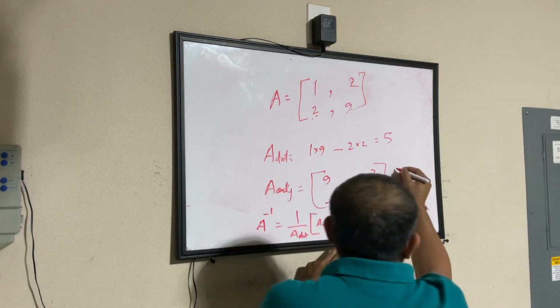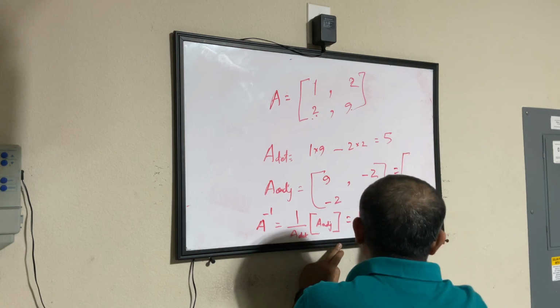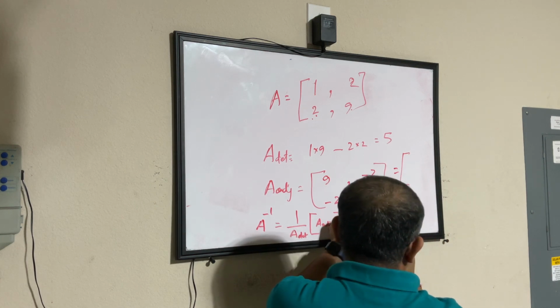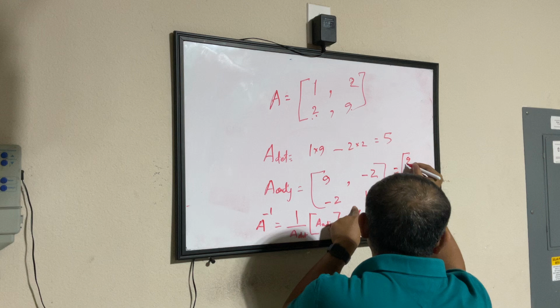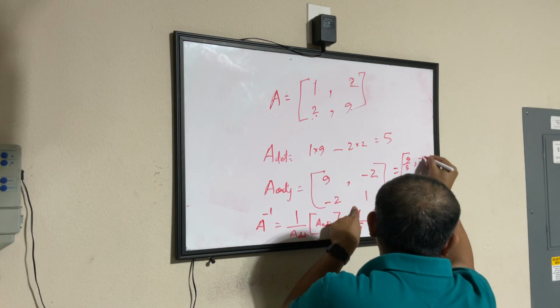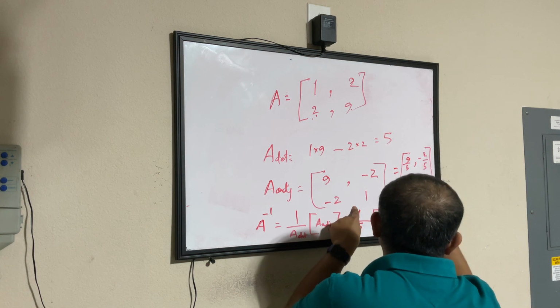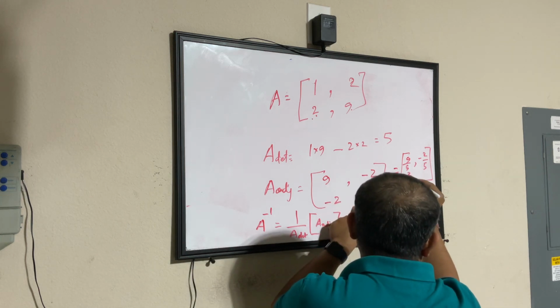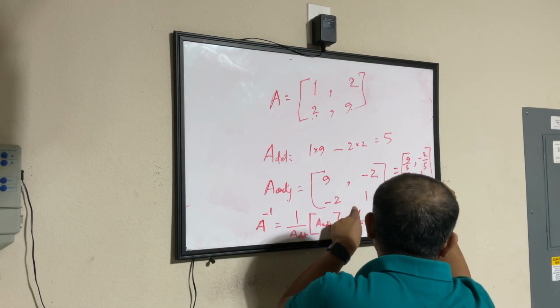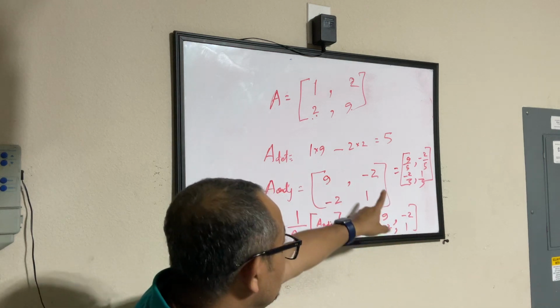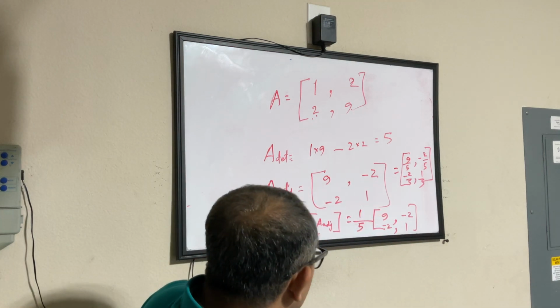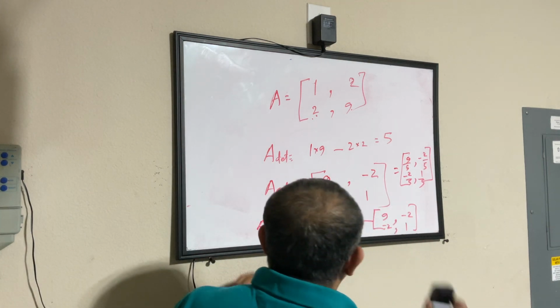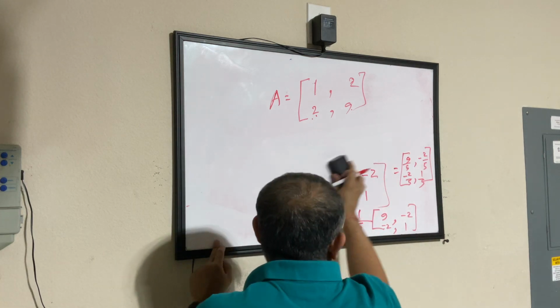Now it's like you are multiplying a scalar with a matrix. So this will be as good as 1 by 5. You will multiply with each and every term. So 1 by 5 into 9, that becomes 9 by 5. Minus 2 by 5. Minus 2 into 1 by 5, so minus 2 by 5 again. And this is 1 by 5. So you got the inverse. So now let's look at what is happening that is interesting here.